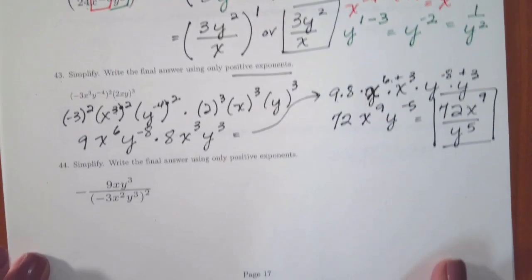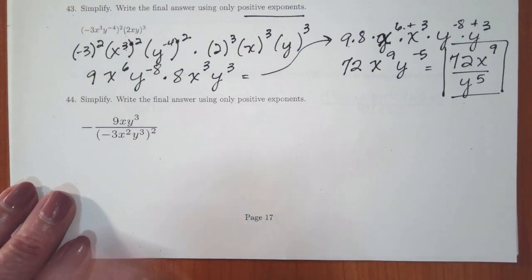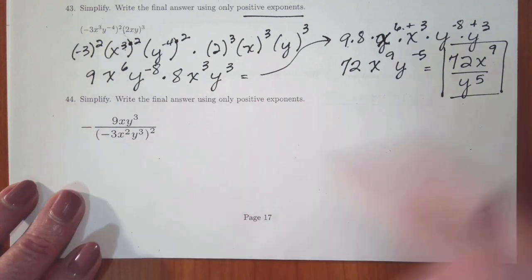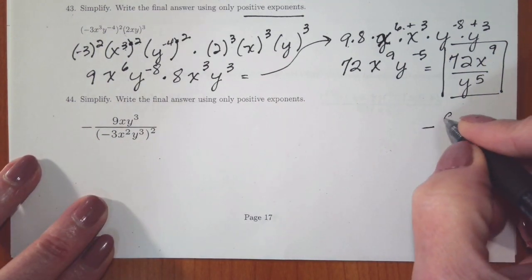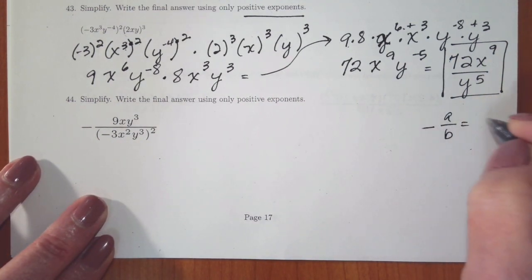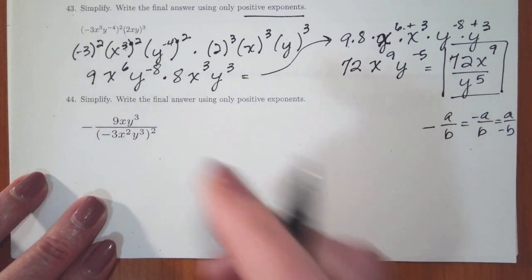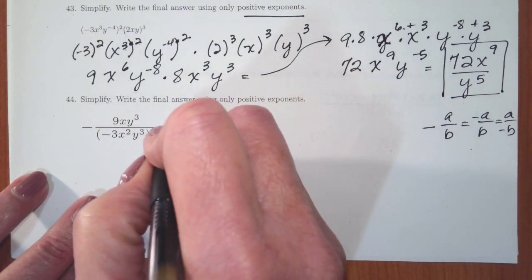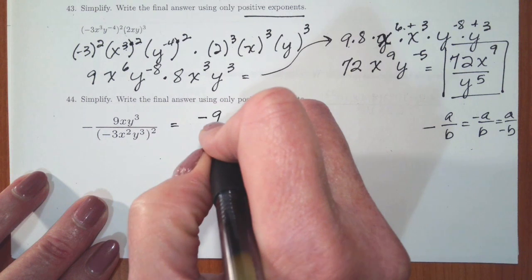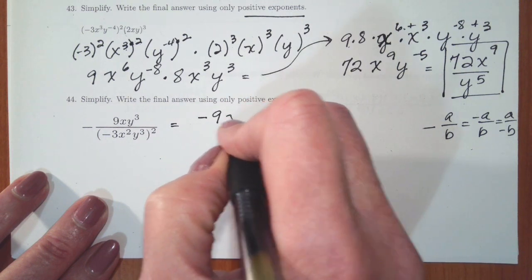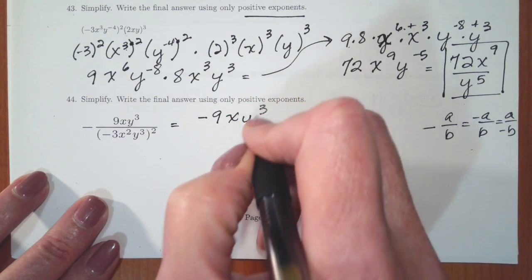Okay. All right, for 44, this negative outside, remember, if you have negative a over b, that equals negative a over b, or a over negative b. So this outside, I think for simplification, I'm going to put it in the numerator. So I'm going to write this as negative 9xy to the third.